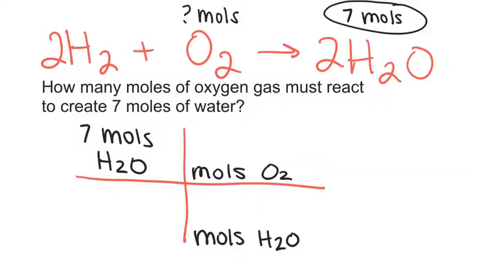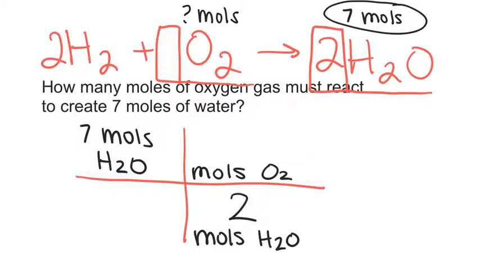Now the question is, what numbers should I put there? This is the time when the coefficients, or the numbers in front, matter. So in front of H2O, there's a 2. And in front of O2, there's an invisible 1. So with H2O, I'll put a 2. And with O2, I'll put a 1.